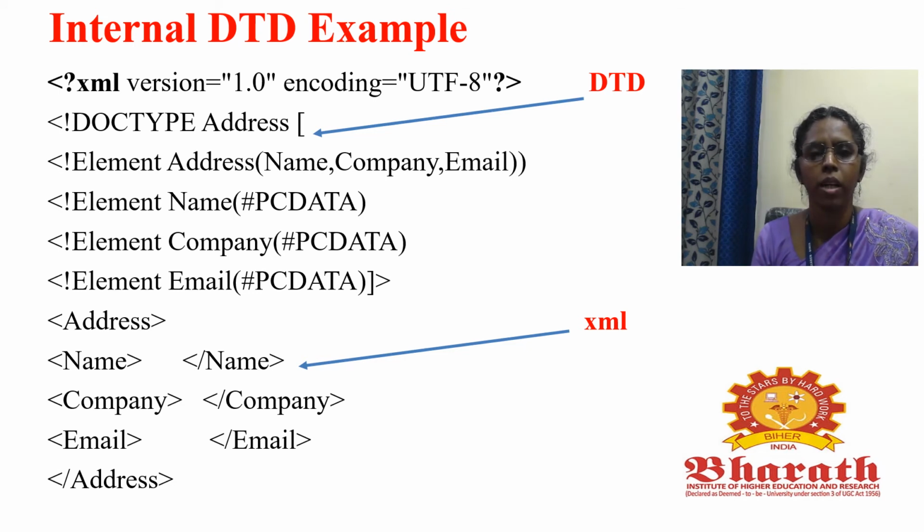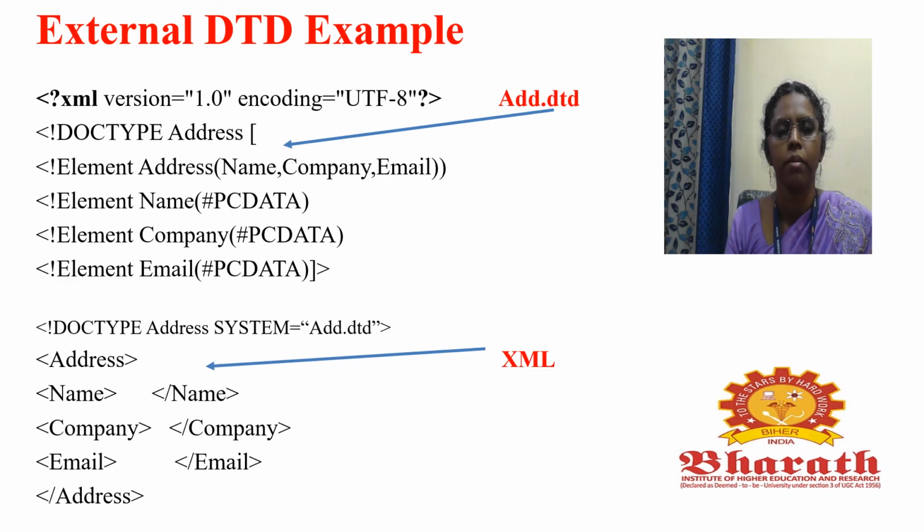So if you look at the entire example, we are having one XML program. Within that we are having data, and whether it is valid data or not will be verified against this DTD. So this type of DTD is nothing but internal DTD. And the next one is the external DTD. It's the opposite of the internal DTD.